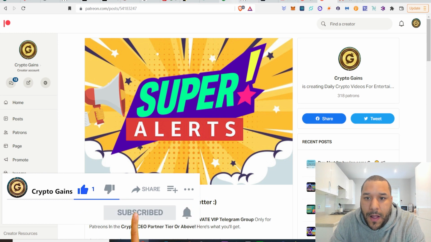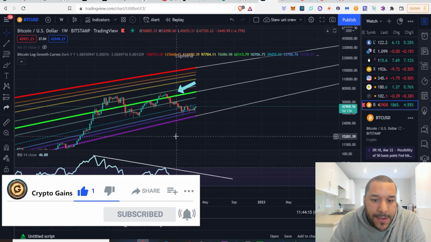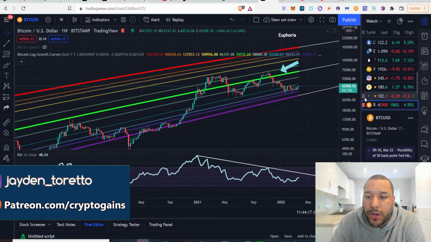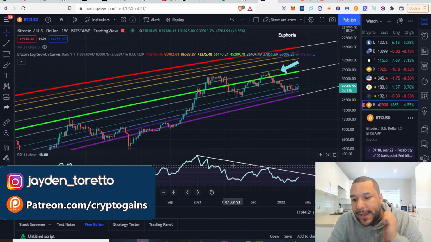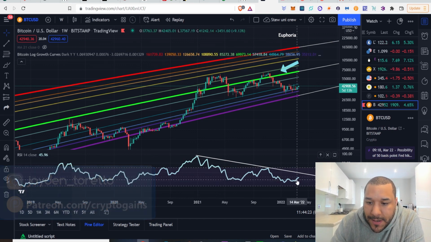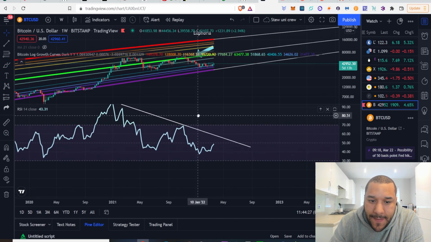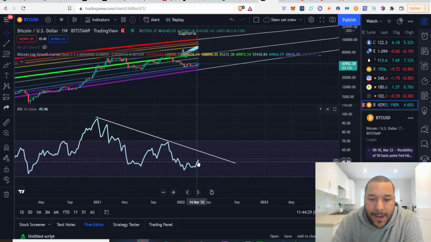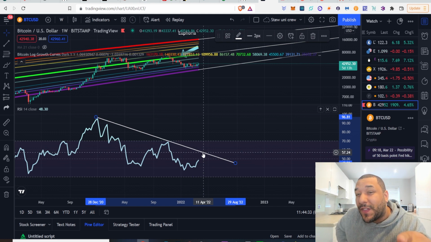Before I go, where's this last chart? I've been showing you guys this chart for a while. This is the Bitcoin log growth curves, but I want to show you the RSI down here because I've had this trend line for a while and I've been saying to you Bitcoin's going to come back up and test this trend line. And if you look here, it looks like it's testing it. It looks like it's getting close, coming up to it. And when it comes up to it, I believe that's when we're going to see a price of $50,000, right? Might be wrong, but time's going to tell.